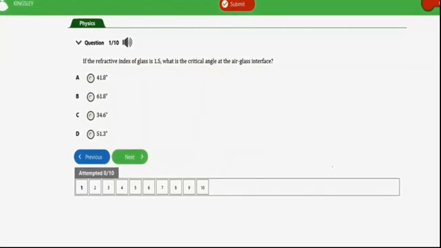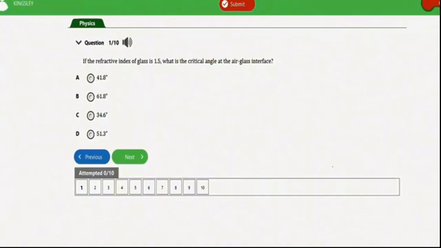In this video, we are going to learn how to solve these physics repeated questions under the subtopic glass prisms and refraction of light. So we are going to practice with 7 repeated questions for this subtopic. Let's get started. The first one I have here says, if the refractive index of glass is 1.5, what is the critical angle at the air glass interface?